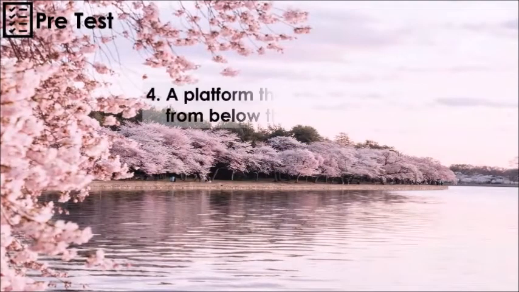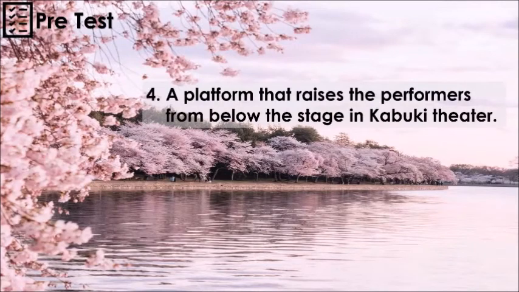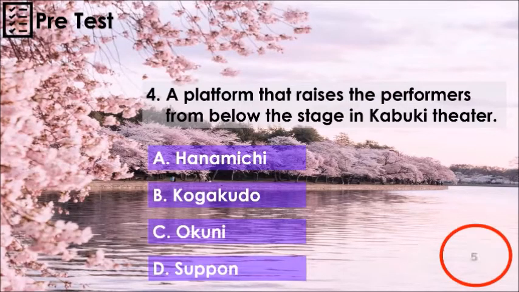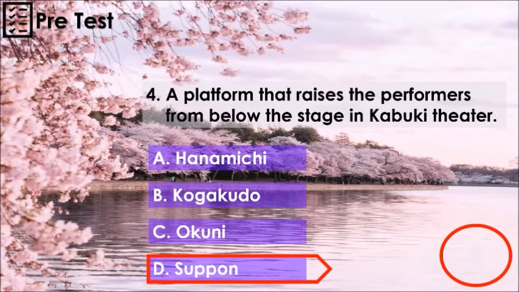Number 4. A platform that raises the performers from below the stage in Kabuki theater. Here are the choices. You have 5 seconds. Time is up. The answer is letter D.